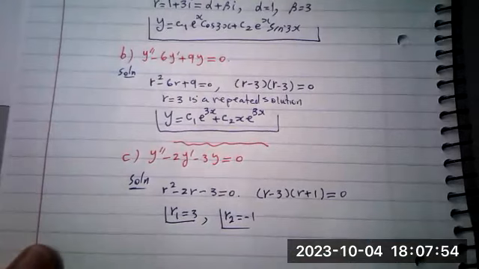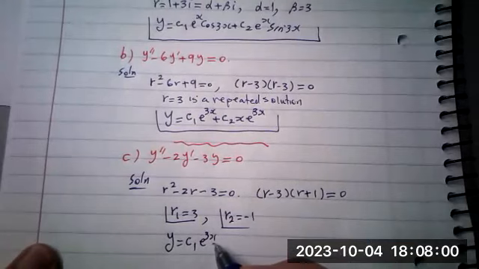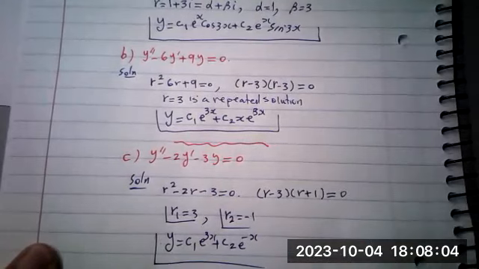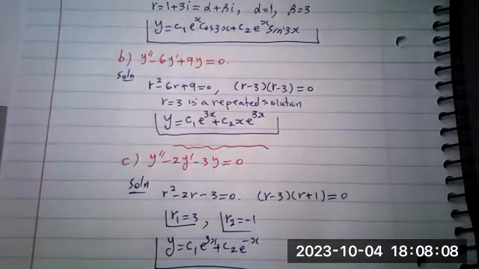So we have 2 solutions. You can call it R1 equal to 3. It doesn't matter which one. You call it R1 and R2 equal to negative 1. So 2 distinct solutions. Each R would give e to the Rx, and then the combination is the final answer. So y equal to C1 e to the 3x plus C2 e to the negative x. Final answer.